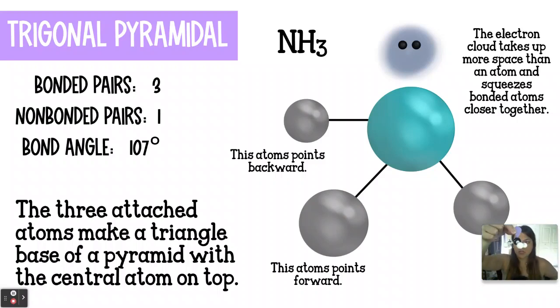to 107 degrees. Now, the reason that these hydrogens are a touch closer than they were in the tetrahedral is because these lone or non-bonded electrons have a little bit more leeway to move around because they're not locked into a bond. So they are able to squeeze those hydrogens together and take up a little bit more space on their own. So that's why the angle between the hydrogens is a little bit tighter than it is in the tetrahedral shape.